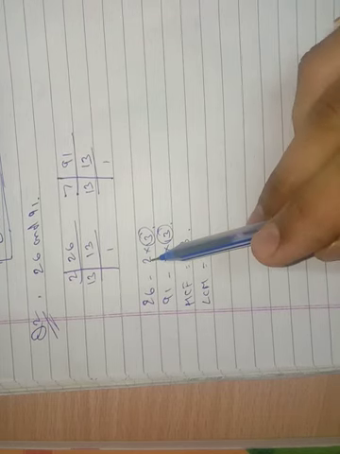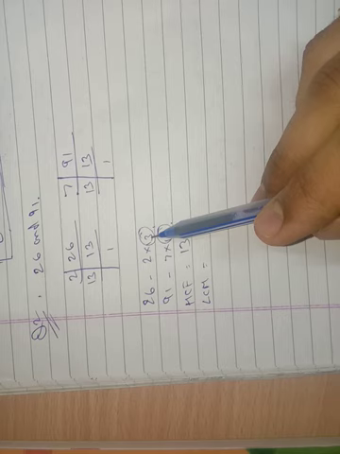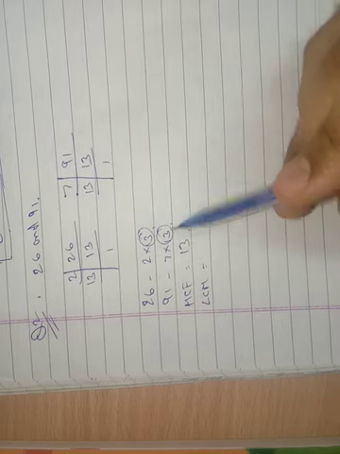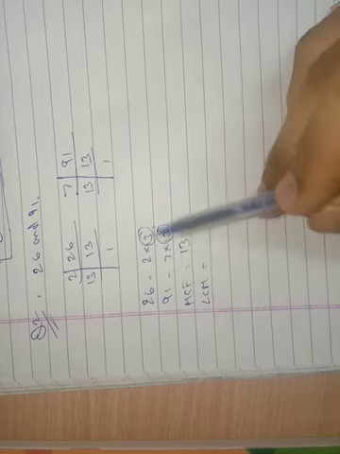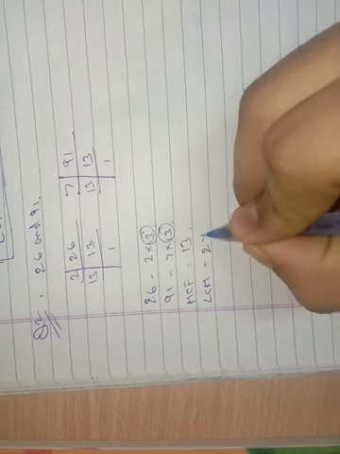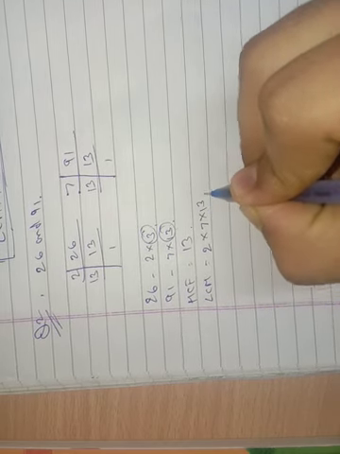Like here, 2 comes 1 time, 13 comes 1 time only, 7 also comes 1 time, and 13 also came 1 time. All are 1 time. So you have to take only 1 time: 2 into 7 into 13.